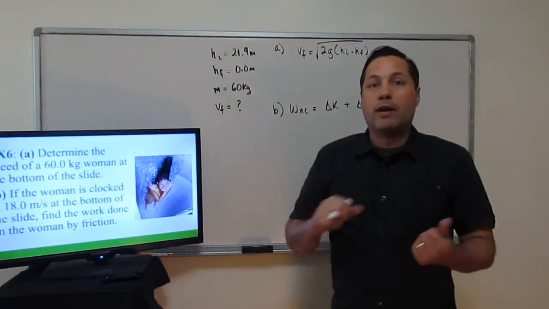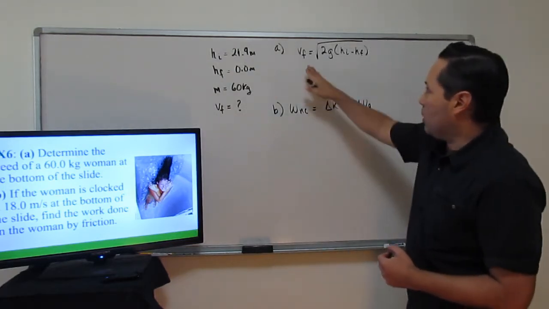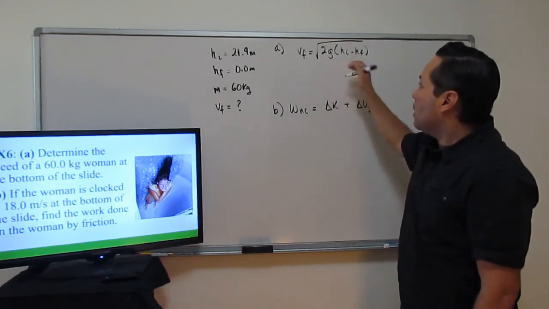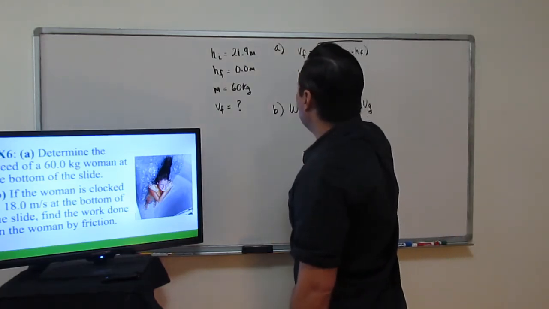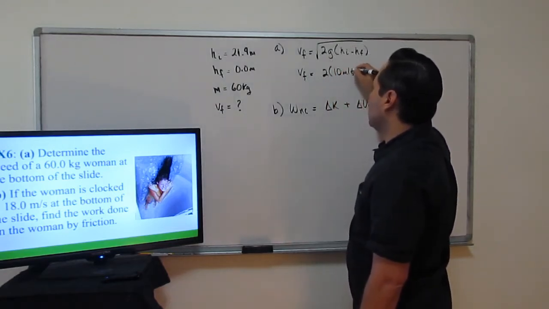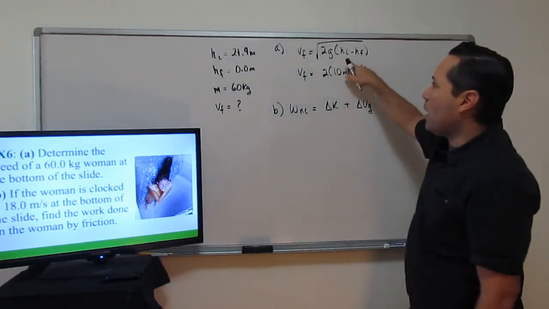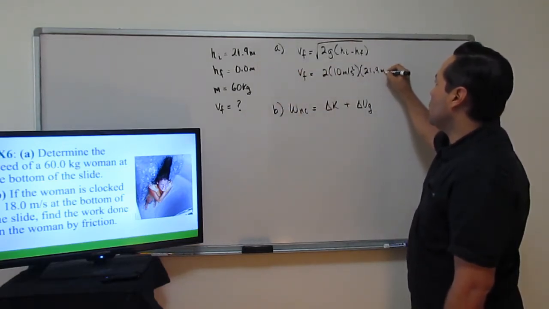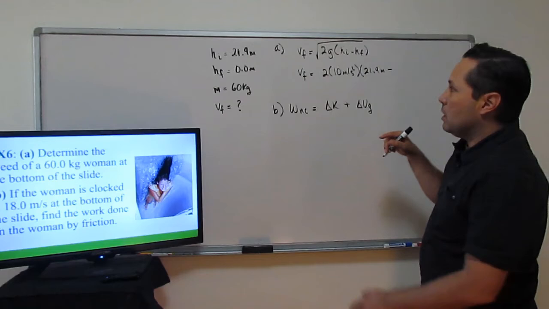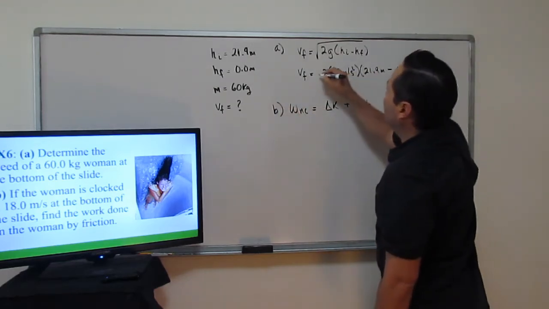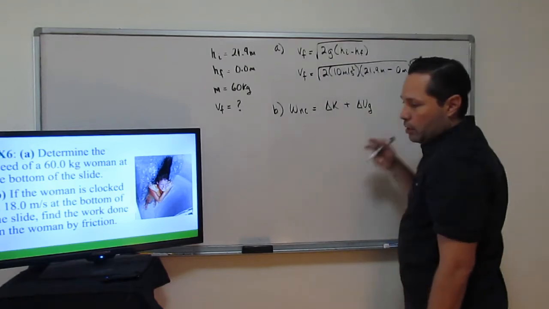That's going to be our first question for part A, and we're going to use the same formula we derived in the previous problem. So here it is, velocity final is the square root of 2 times gravity times the change in height. So for velocity final it's going to be 2 multiplied times gravity, 10 meters per second squared, and the initial height is 21.9 meters. At the bottom of the slide, what is the final height? She's at the bottom, so that is 0. Okay, so that will be our setup.